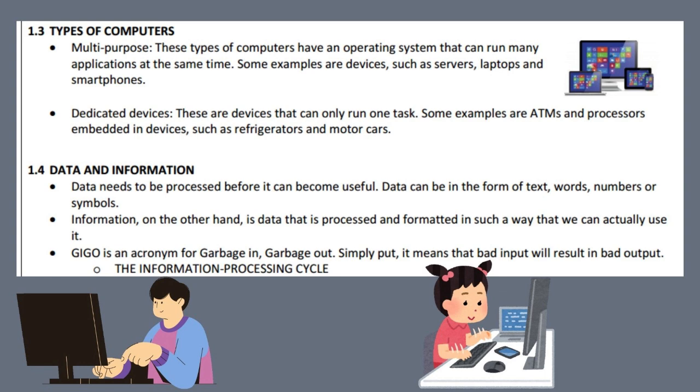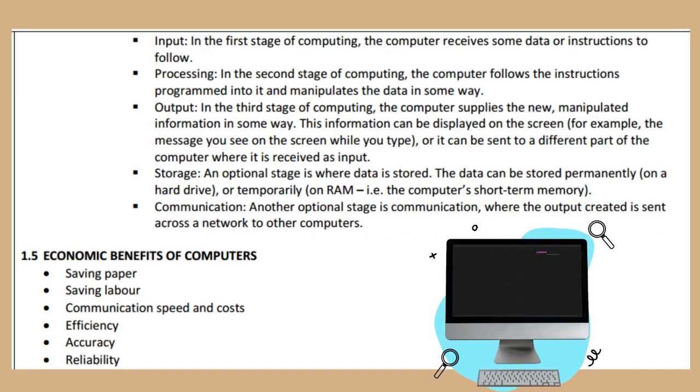The information processing cycle. Input: in the first stage of computing, the computer receives some data or instructions to follow. Processing: in the second stage of computing, the computer follows the instructions programmed into it and manipulates the data in some way. Output: in the third stage of computing, the computer supplies the new, manipulated information in some way.